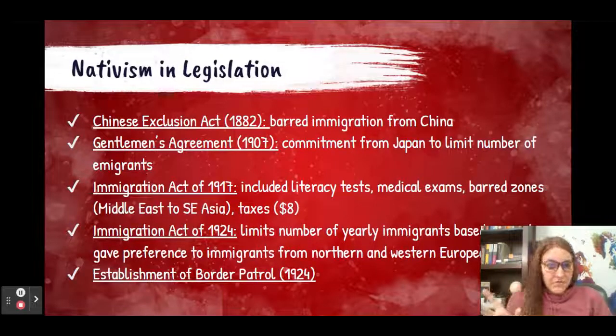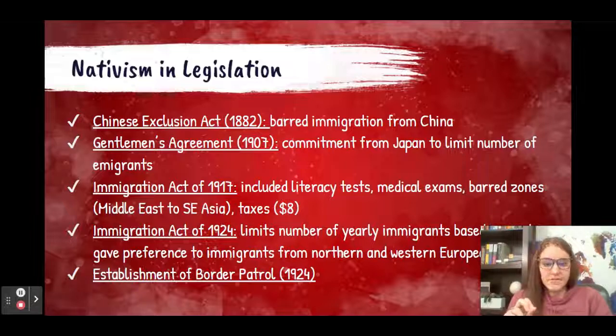So the nativists in government were successful in actually passing various legislative acts throughout history. Here are just a few of the ones you might come across in APUSH history. So probably the most well-known nativist legislation is going to be the Chinese Exclusion Acts, which is going to bar immigration from China. The Gentleman's Agreement is going to be with Japan. And the Immigration Act of 1917 is going to start to put in certain components to try to limit the number of undesirables and also make it even more explicit which regions are allowed to send immigrants.